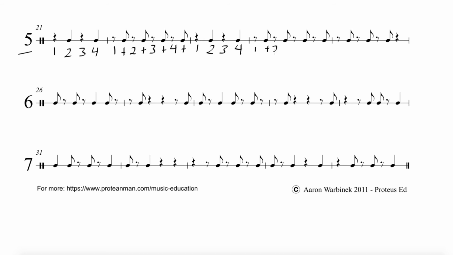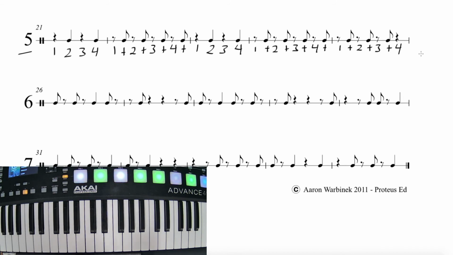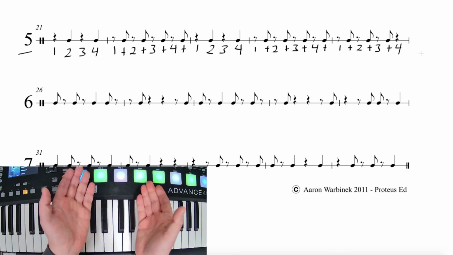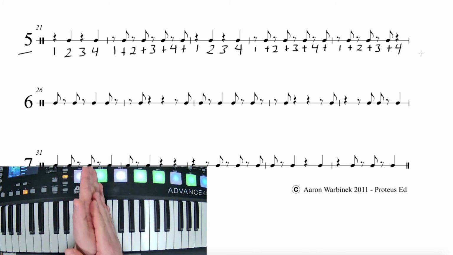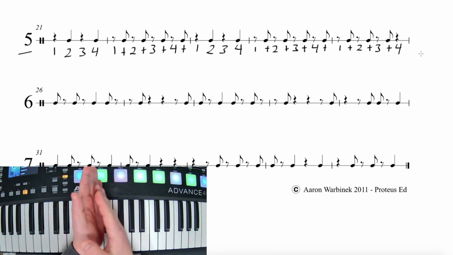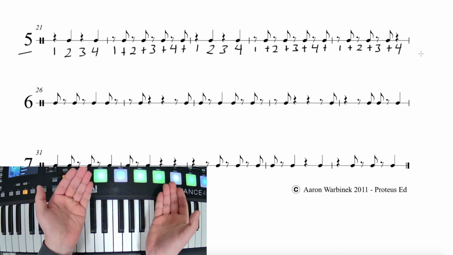1 and 2 and 3 and 4 and 1 and 2 and 3, 4. Here we go. We have number 5. 1, 2, ready, go. 1, 2, 3, 4. 1 and 2 and 3 and 4 and 1, 2, 3, 4. 1 and 2 and 3 and 4 and 1 and 2 and 3 and 4.